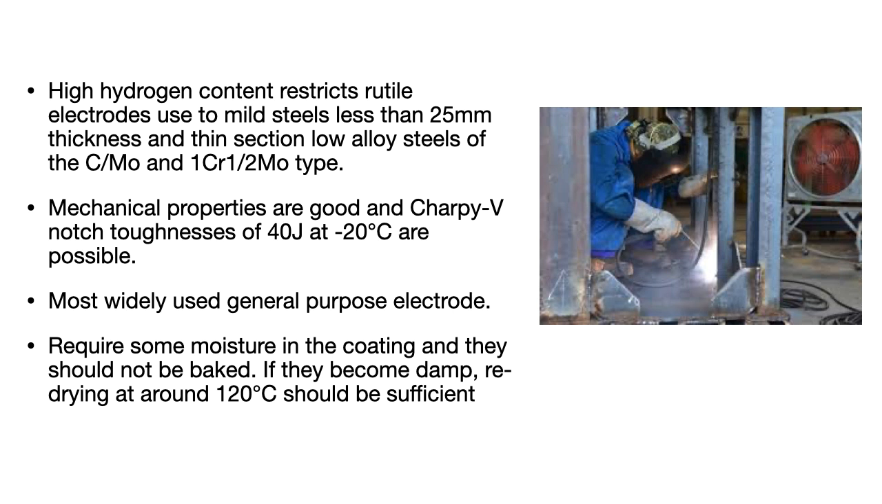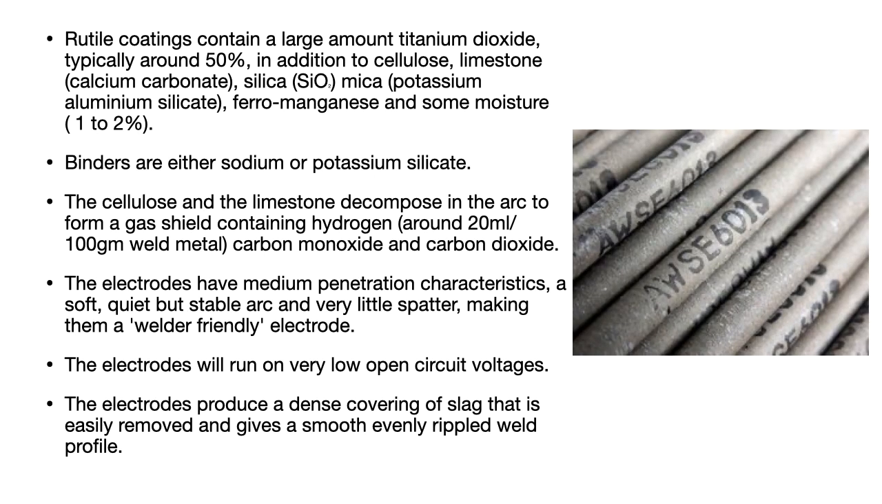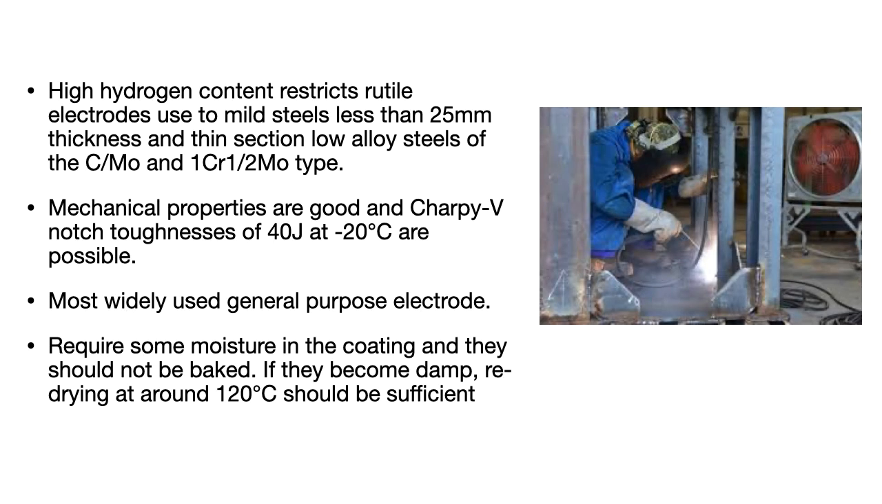Here we will discuss the hydrogen content. As I have told before, the hydrogen content produced by the rutile electrodes is in the range of 20 milliliters per 100 grams. The high hydrogen content restricts the rutile electrodes to certain mild steels which are less than 25 and also thin alloy steels with carbon molybdenum composition or with the addition of chromium, like one chromium half molybdenum compositions, so that cold cracking or hydrogen induced cracking is not produced.